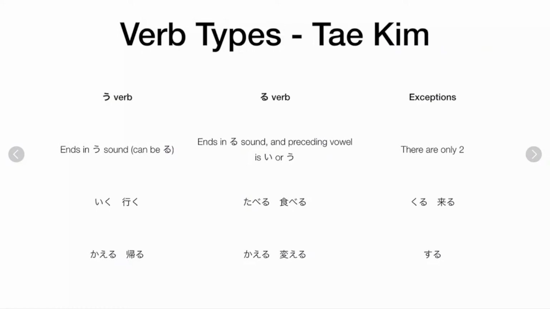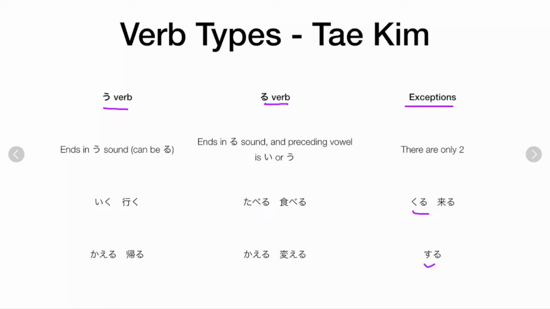Okay? Alternatively, Tae Kim, who is one of the foremost authorities on Japanese grammar for English learners, has a blog, Tae Kim's Grammar Guide, which is one of the most recommended resources for people learning Japanese. He uses the names that Japanese classes use. So he has u verbs or godan verbs, and he has ru verbs, which are ichidan verbs, and then the exceptions, which are kuru and suru. So those are the same.